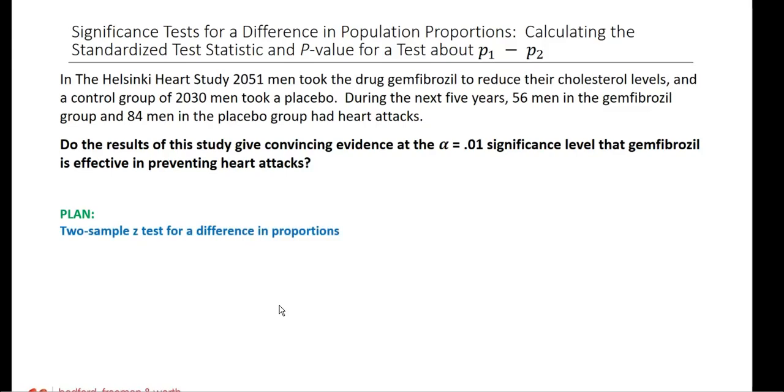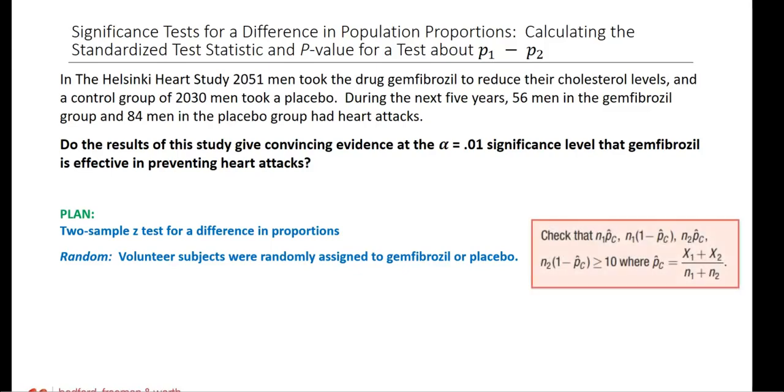To see what they did, if they did it about the same. They call it a more formal name. I just call it 2-prop z-test. It was an experiment, so randomly assigned to the two groups. Use p-hat combined.